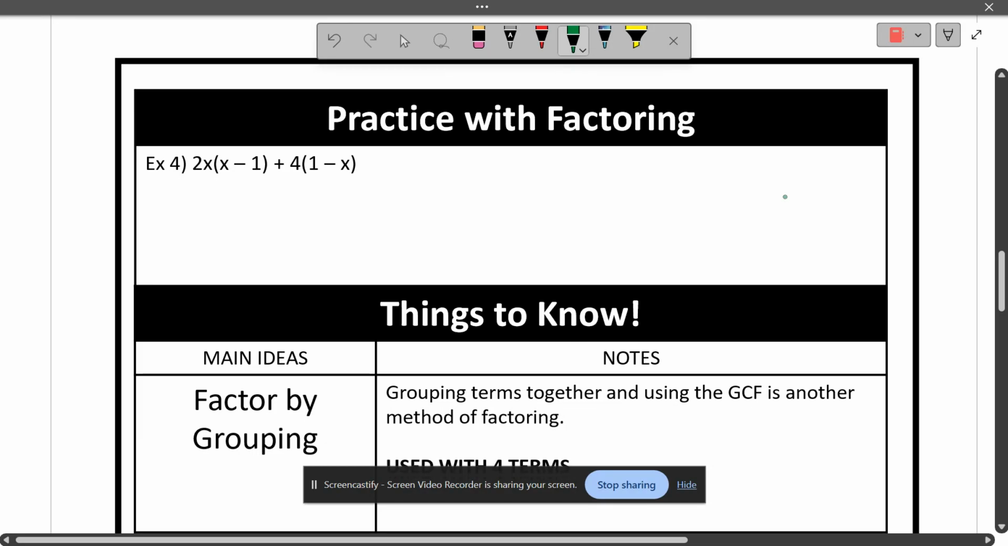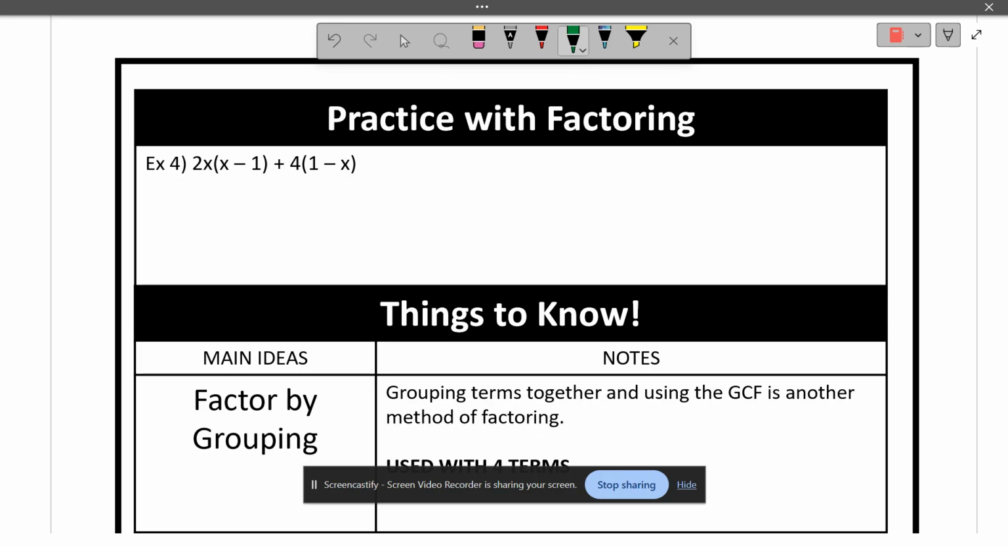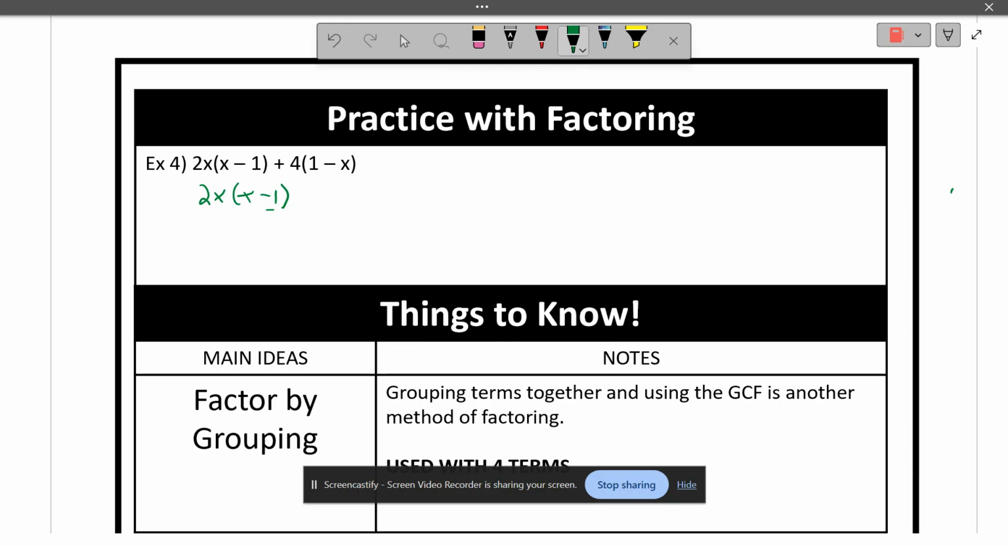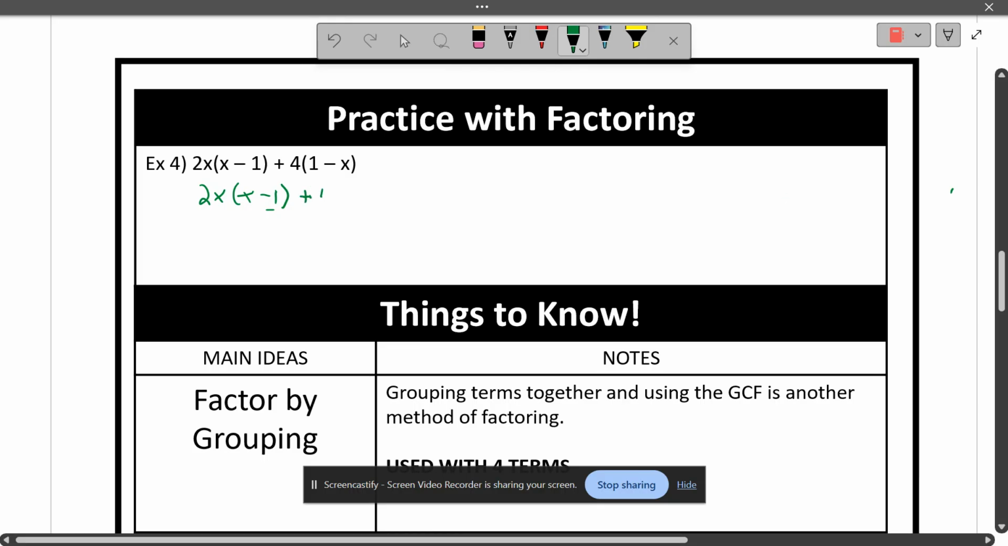In a problem such as this, where you see x minus 1 and then 1 minus x, it might be a good thing to first see if we can somehow maneuver those to both be the same, because they are pretty close to each other. Apologize, my pen is only working when it wants to. So I'm going to rewrite the 2x times x minus 1. And then I'm going to flip this so you can see what it looks like. So plus 4 and then negative x plus 1.